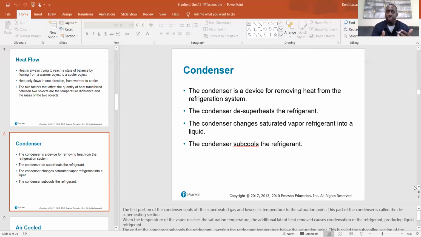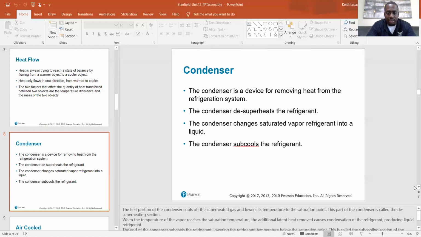So we covered the compressor, which is the heart of the system. That's one of your four components of a refrigeration system. And now we're moving on to number two, which is the condenser. The condenser is a device for removing heat from the refrigeration system. The condenser de-superheats the refrigerant. The condenser changes the saturated vapor refrigerant into a liquid. The condenser subcools the refrigerant.